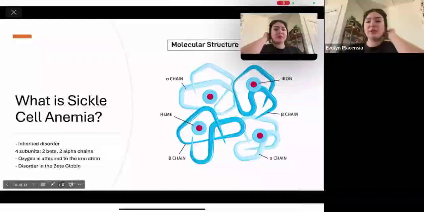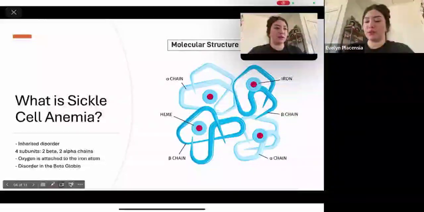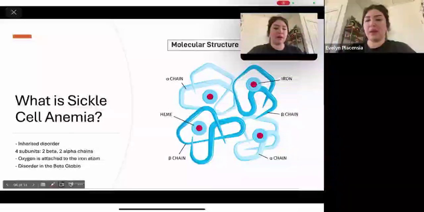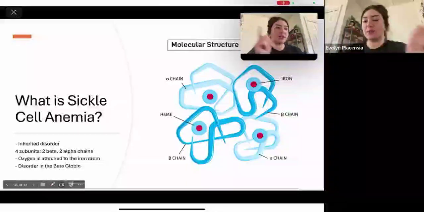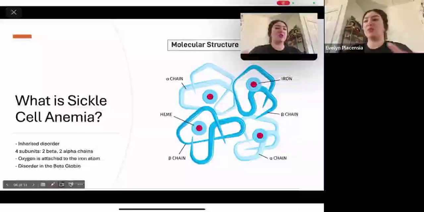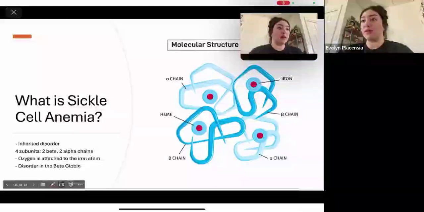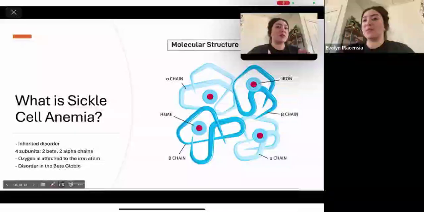Sickle cell anemia is described as an inherited disorder that affects the hemoglobin. The hemoglobin is the major protein that carries oxygen in the red blood cells. Anemia is the lack of red blood cells. Sickle cell affects the hemoglobin within the red blood cells.